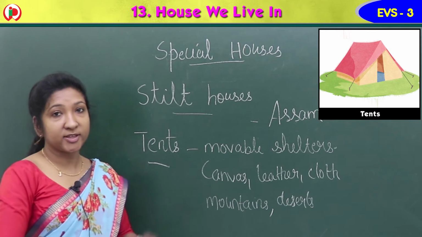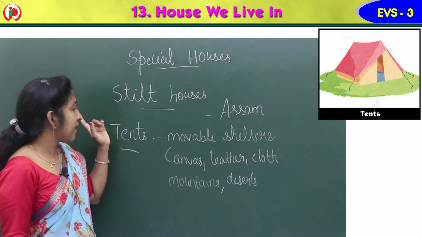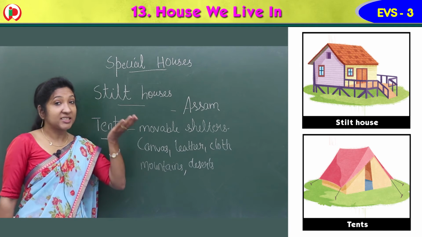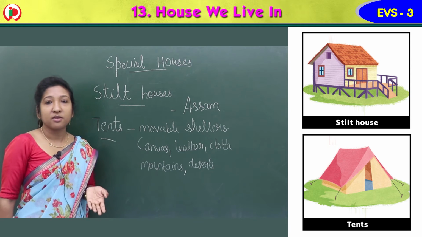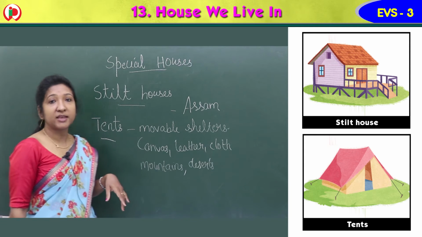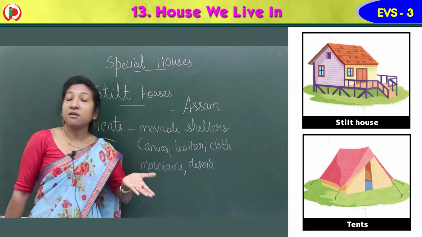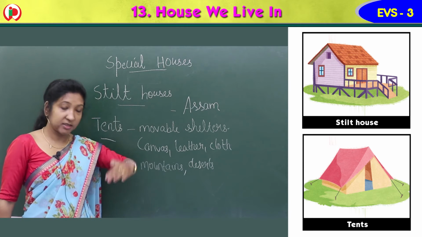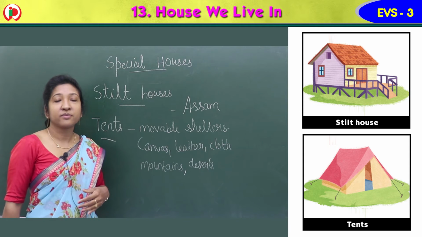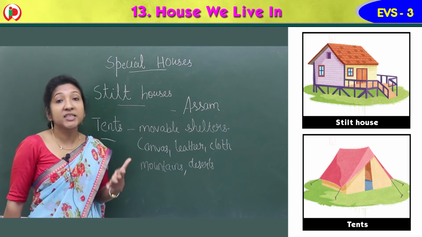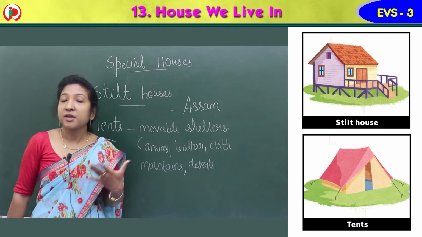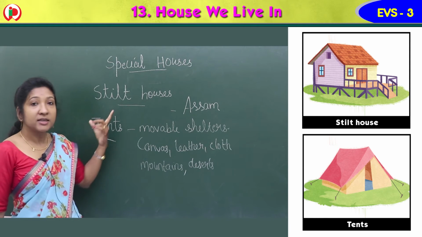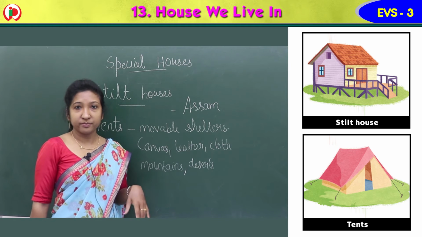So, two special houses we learned now. One is the stilt house, the other is tents. Stilt houses are built on stilts or poles, we say. People in Assam build this kind of house. They build on pillars or on poles above the ground. There will be height from the ground. Why are these stilt houses built in Assam? Because of heavy rains. To protect themselves from heavy rain, they build stilt houses in Assam.